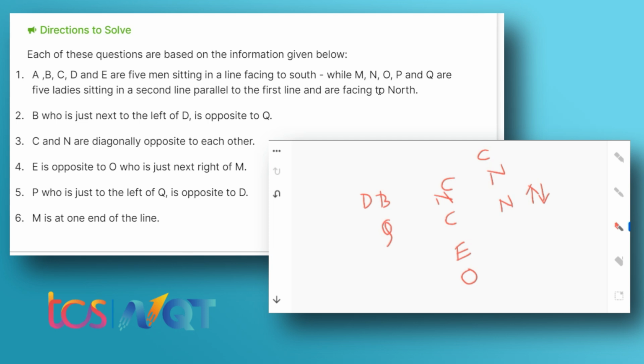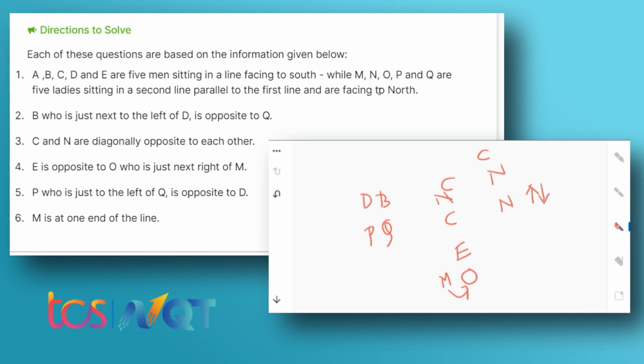Right of M means M is facing north, so his right will also be our right. So M's right will be this. O is just next to the right of M. The fifth instruction is P is just to the left of Q. So P is here and is opposite to D, and we got it.